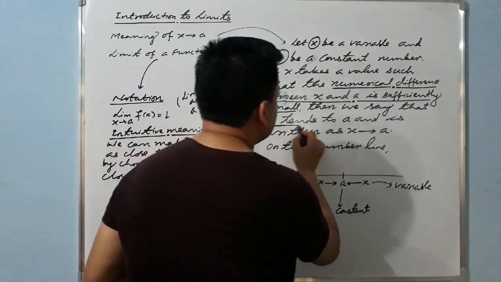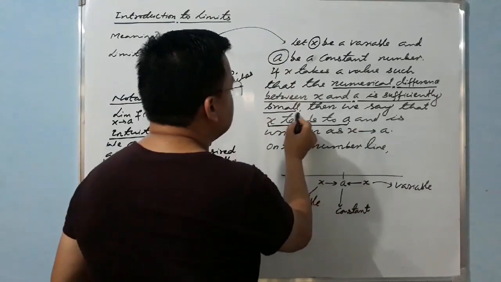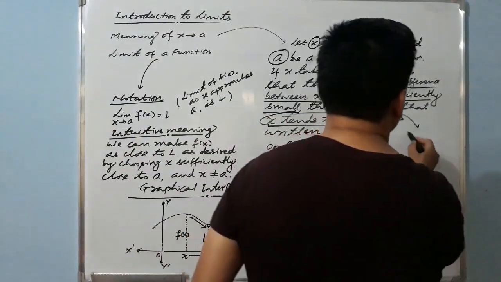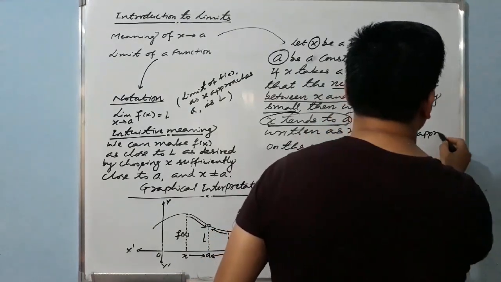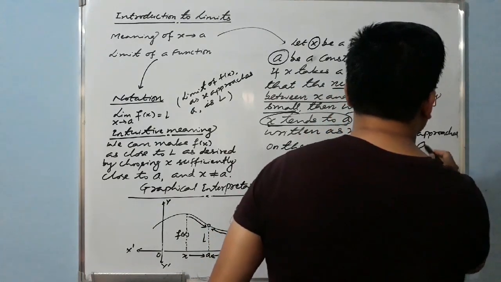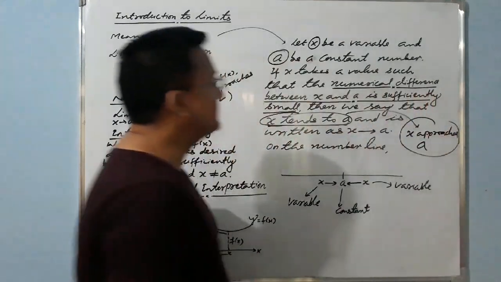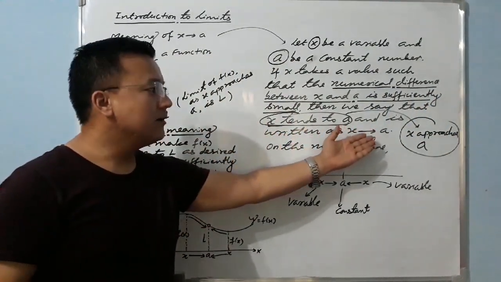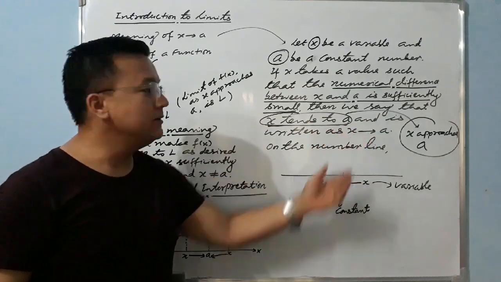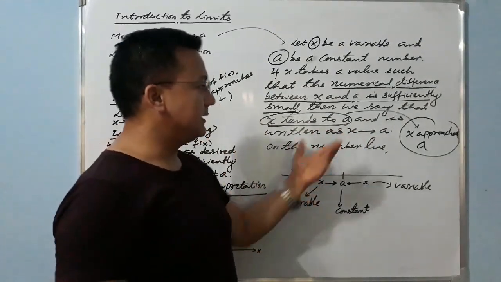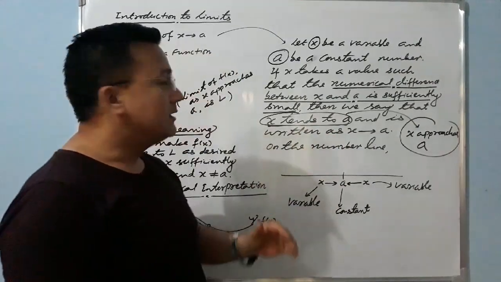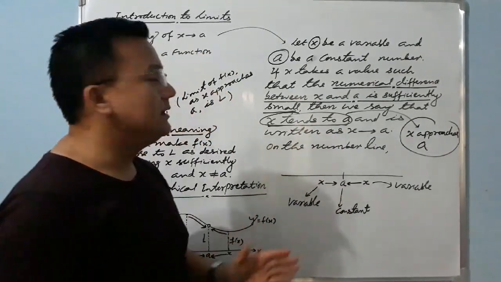Then we can say x tends to a, or instead of this we can say x approaches a, and it is written as x tends to a. In this form we can write it and read it: x tends to a or x approaches a. Clear everybody? I think it is clear.